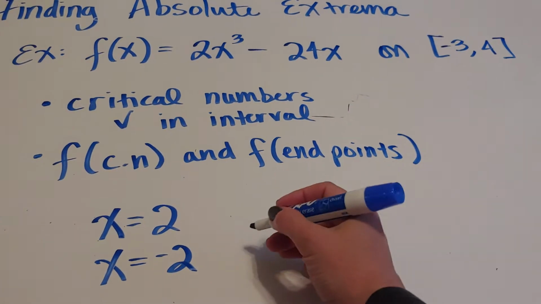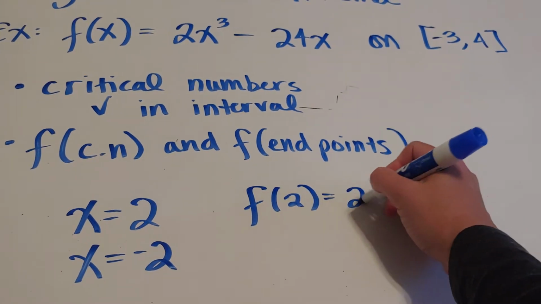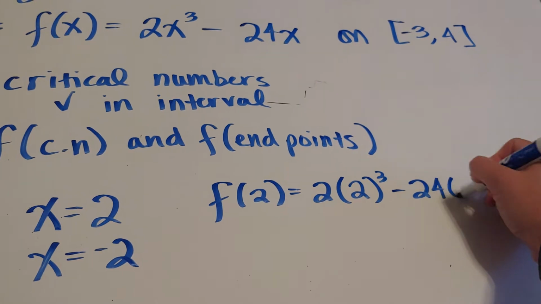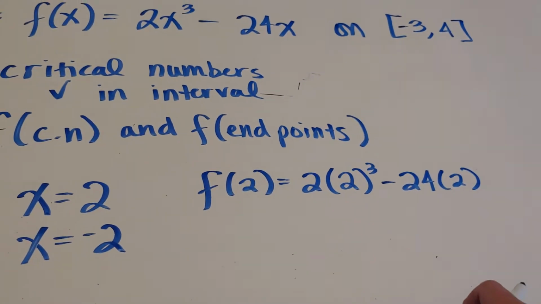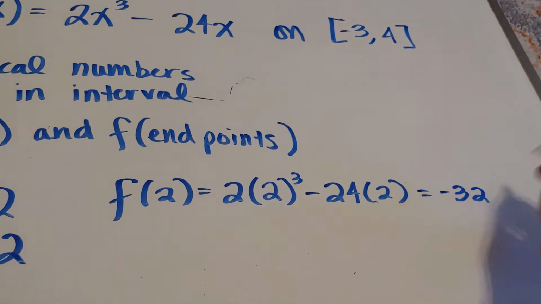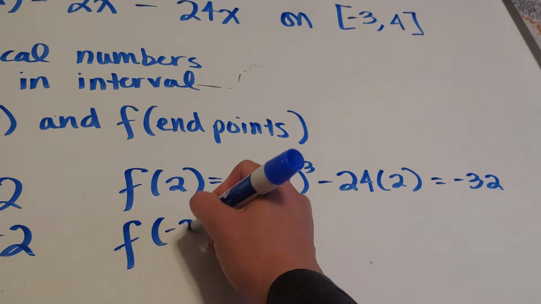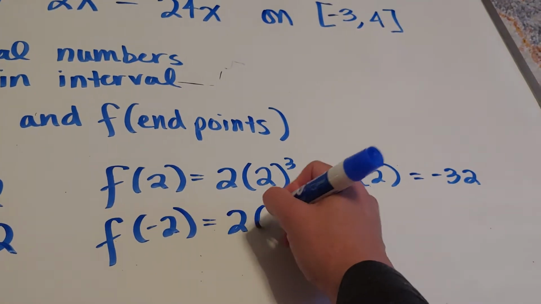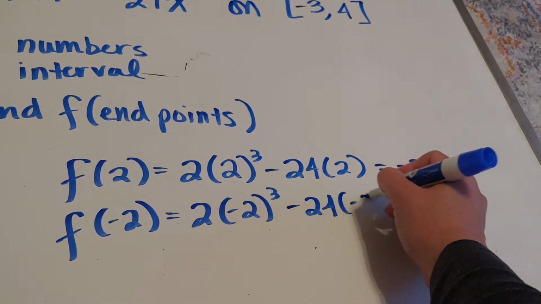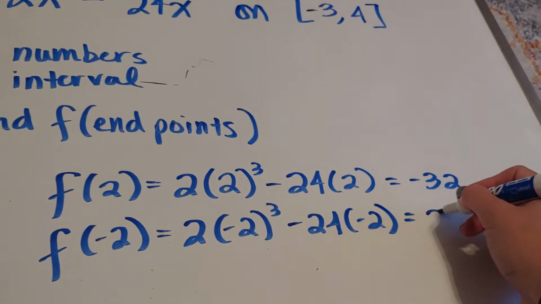First up is f of 2. I'm going to take 2 times 2 cubed minus 24 times 2. If we do this arithmetic, we're going to get a negative 32. All right, we're going to repeat it. f of negative 2: 2 times negative 2 cubed minus 24 times negative 2. If you put that in your calculator, you're going to get a positive 32.